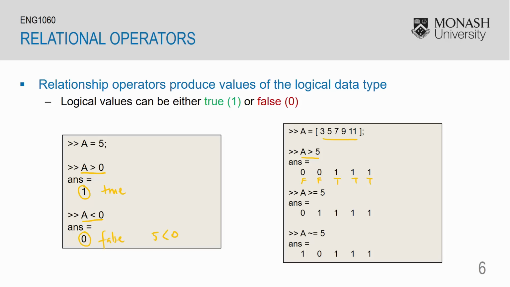If we were to use the greater or equals to sign, you'll see that the second element, which is 5, now becomes true. And finally, using A not equals to 5 will give us true, false, true, true, true.